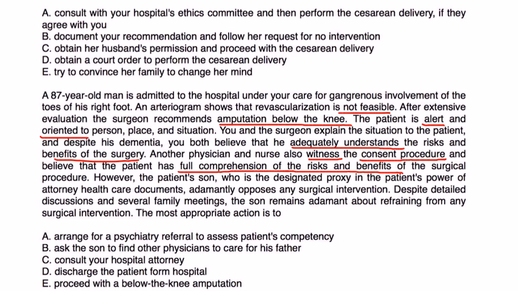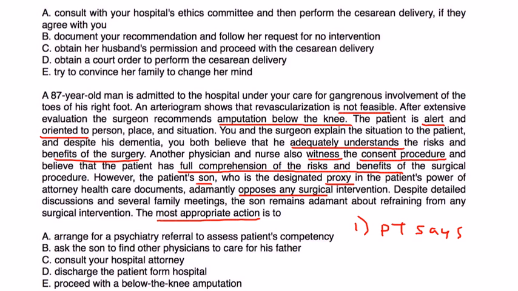However, the patient's son, who is designated proxy and the patient's power of attorney in the healthcare documents, adamantly opposes any surgical intervention. Despite detailed discussions and several family meetings, the son remains adamant about refraining from any surgical intervention. The most appropriate action is. Well, this is what ethics is all about. Very difficult, right? But the law is the law, and you have to follow the rules. And the rules state that first, you go by what the patient says.